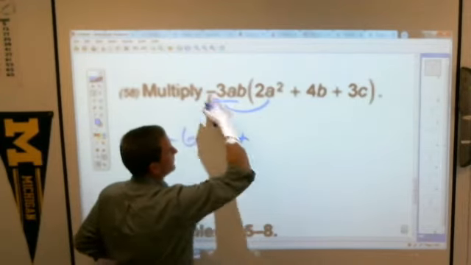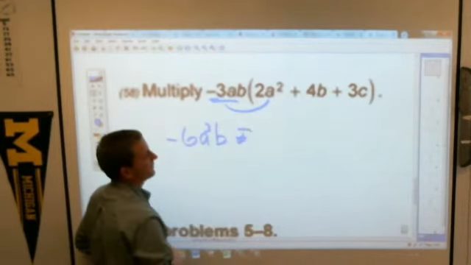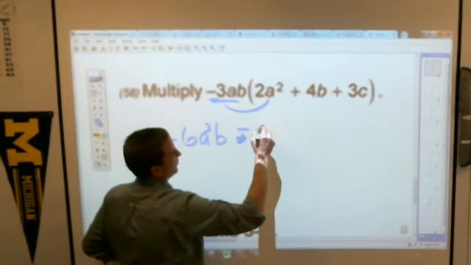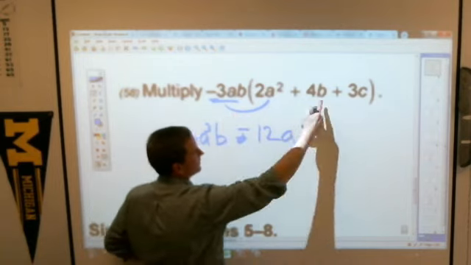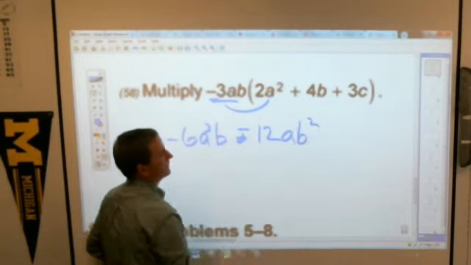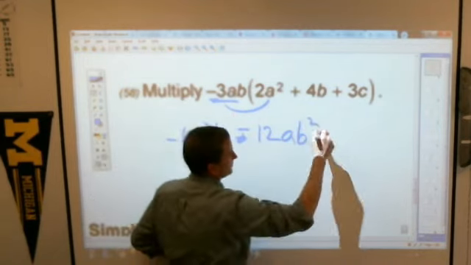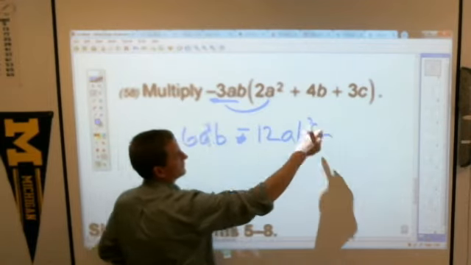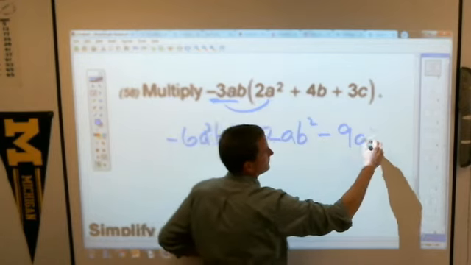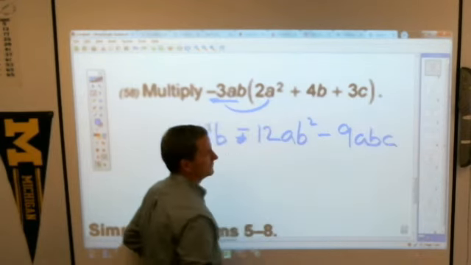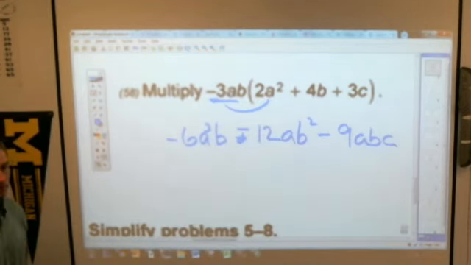Plus times a minus gives you a minus. 3 times 4 is 12. There's no a over there, so it just stays a, but there is a b, so it becomes b squared. Minus times a plus gives me a minus. 3 times 3 is 9. There's no a or b over there, but you have to keep them, and there is a c over there. That, ladies and gentlemen, is the distributive property.